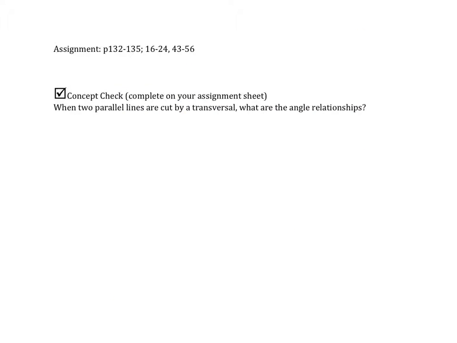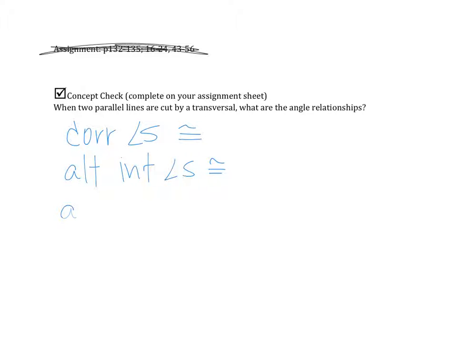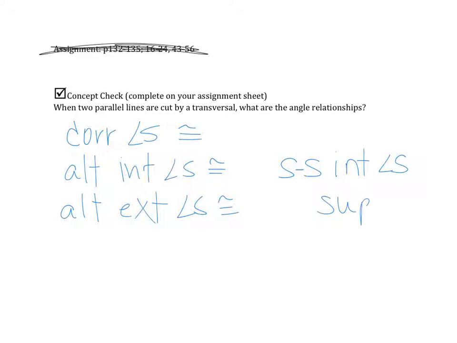And that's the lesson. So again, we know that the assignment's online. And when two parallel lines are cut by a transversal, what are the angle relationships? So you have corresponding angles are congruent. Alternate interior angles are congruent. Alternate exterior angles are congruent. Same side interior angles are supplementary. And this ends the lesson.